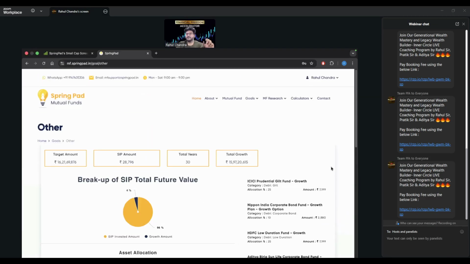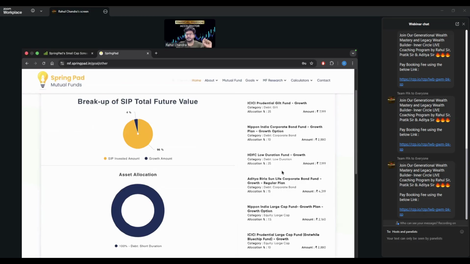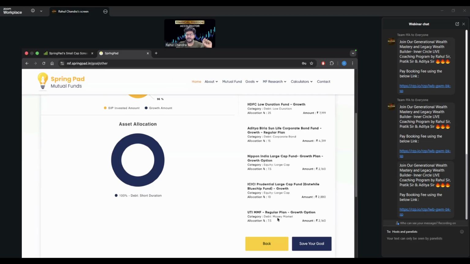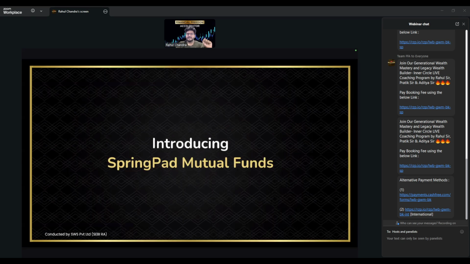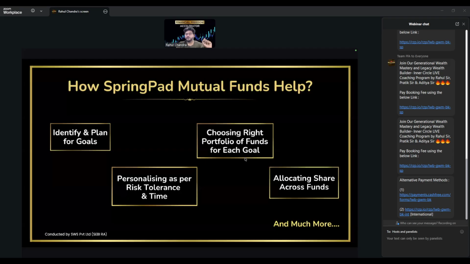And not just that. It identifies the requirement for you based on your need and your goal. And it also tells you how much to put. So let's say 25% in this, 10% in this, 25, 15, 7.5, 10%, 7.5%. So what problem is it solving? It is solving the two most important problems: choosing the right portfolio of funds for each goal, and also how much to allocate to each and every fund in a particular goal. That is the problem which our AI engine in SpringPad mutual fund actually solves, right?